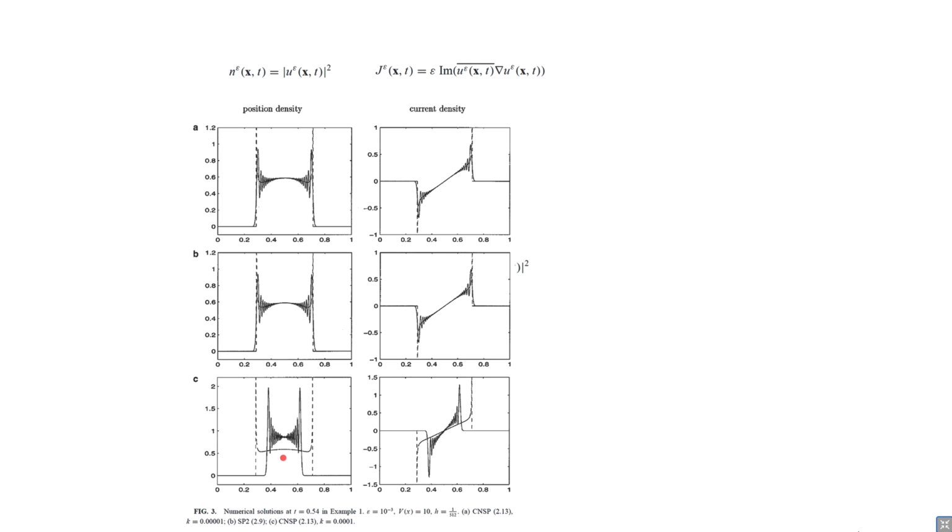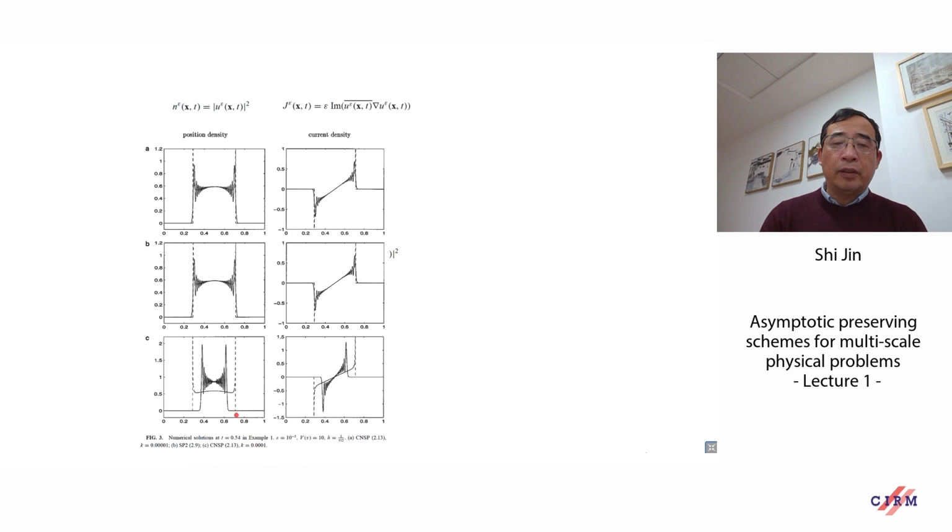However, if you use a very large time step, here the time step is much larger than epsilon, and you use Crank-Nicolson in time, you get the wrong solution. This dash is the reference solution, and this part is your numeric solution. You see this part is different from that one. The same holds for the current density. So if your time step is too large, you get the wrong solution.